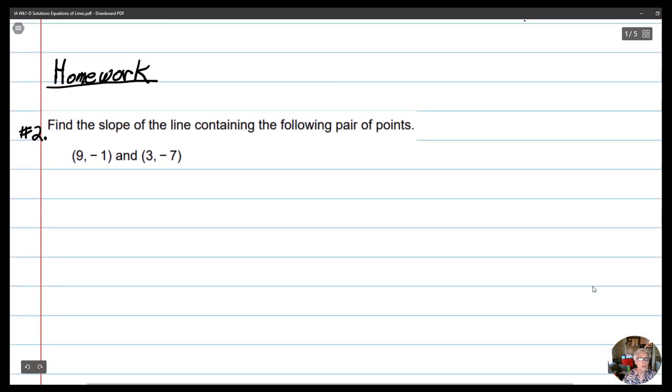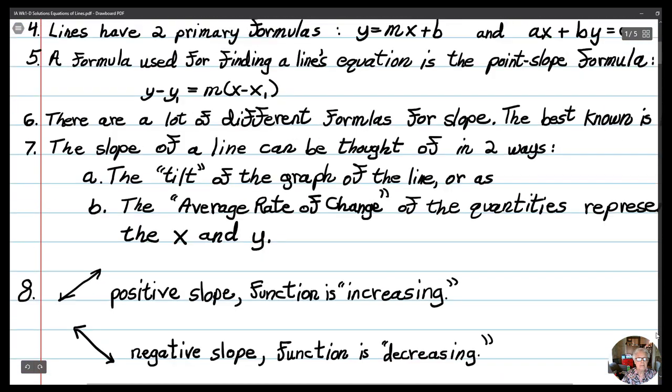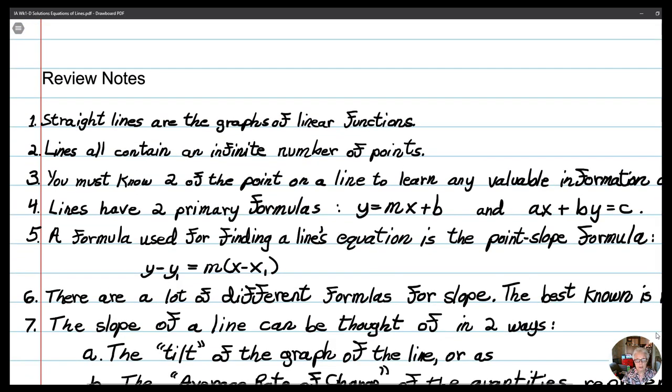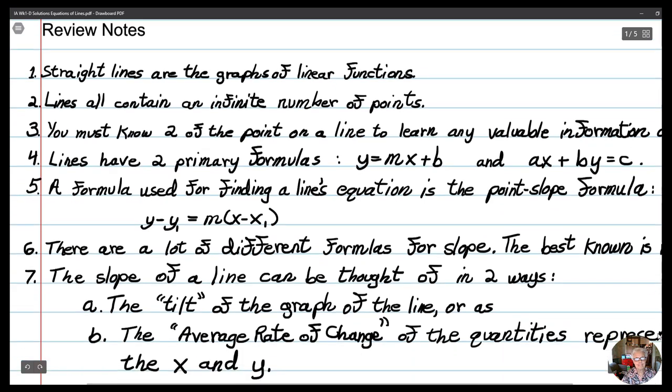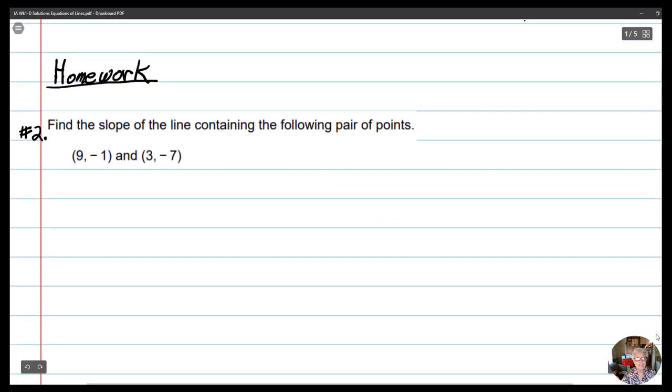I accidentally put 2 first. Oh, and by the way, I have tons of notes for you up here that will help you. I hope you take the time to read them. We're going to find the slope given 2 pairs of points. That means there's a line. Each of these points is on the line. Well, there are a lot of other points on the line too, but those are the only 2 we know.